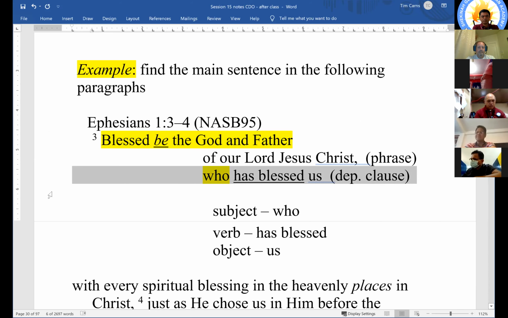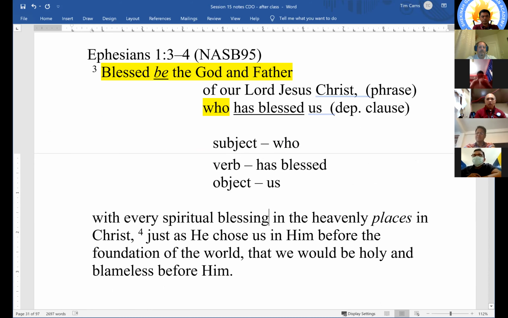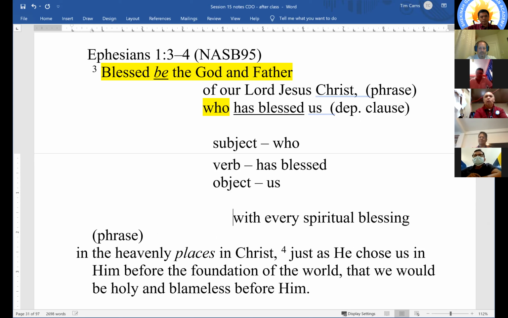Now, let me continue with "every spiritual blessing." Is that a phrase or a clause? Is there a verb? It's a prepositional phrase, right? There's no verb, no subject, so it's modifying something, and here it's modifying "blessed." How is he blessed? With every spiritual blessing.